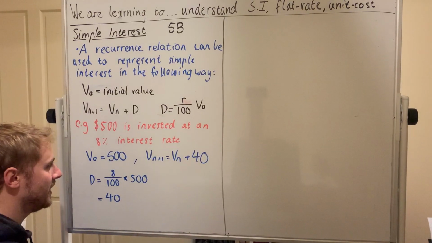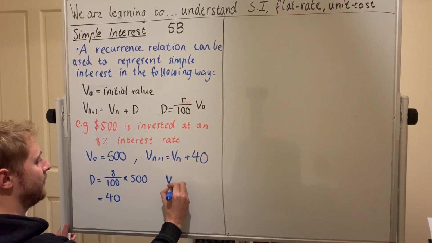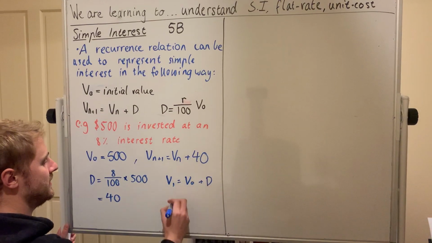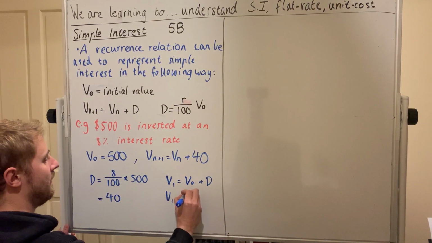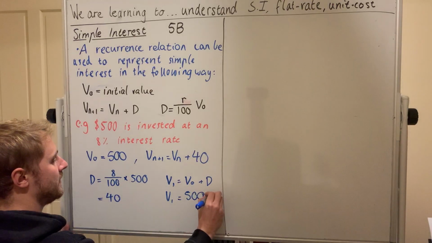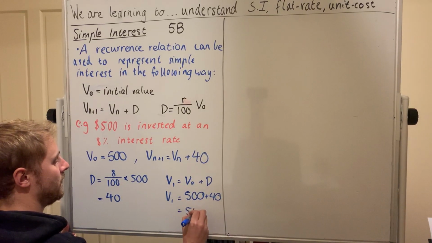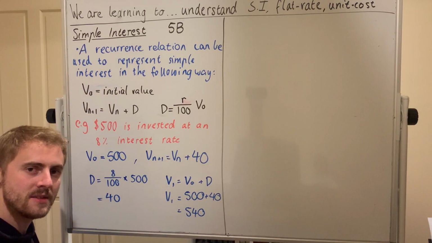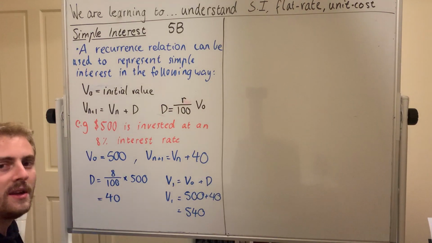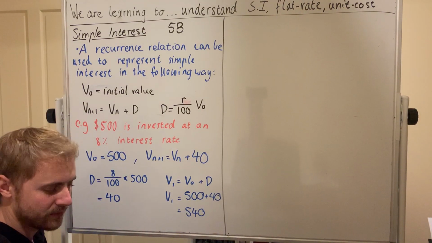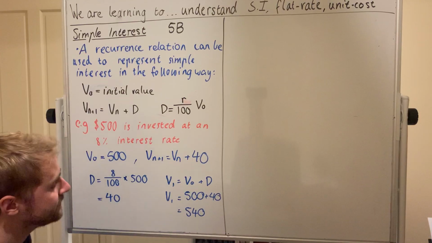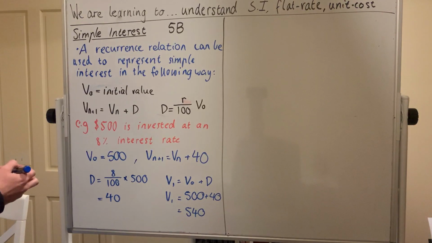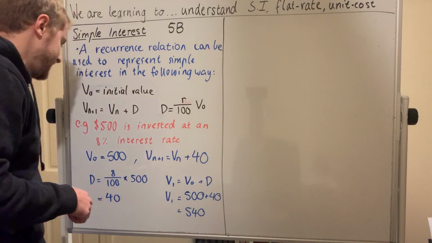And that's the answer. So if I wanted to work out, for example, V1, it would just be V0 plus D, which in this case is 500 plus 40, which we hopefully can work out is 540. That'll be 580 and then 620. That's the beautiful thing about simple interest. That's the easy part about it. It's just going up or down by the same value. You don't have to keep recalculating like with compound interest. It's always going to be the same value. That D value does not change. Make sure you pause the video and take notes where you need to.